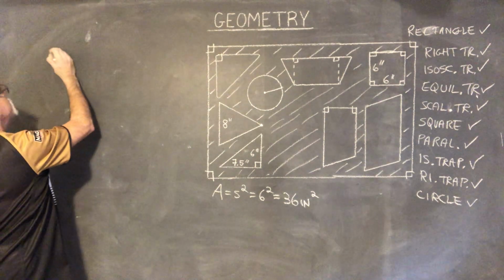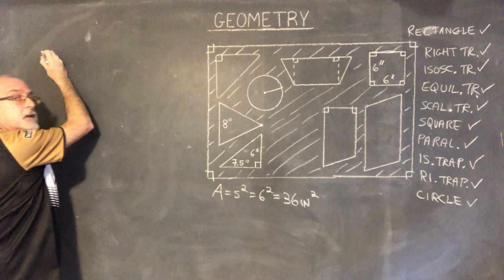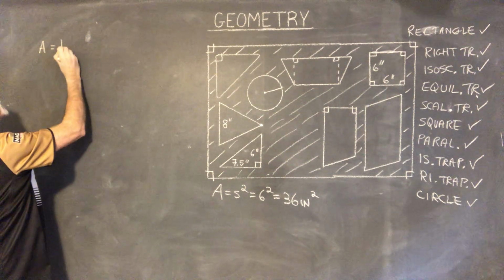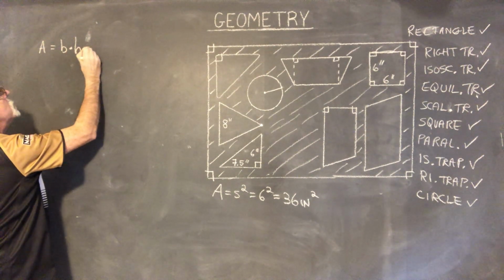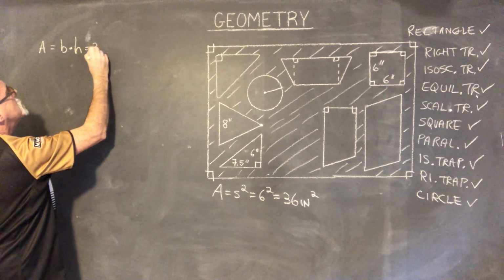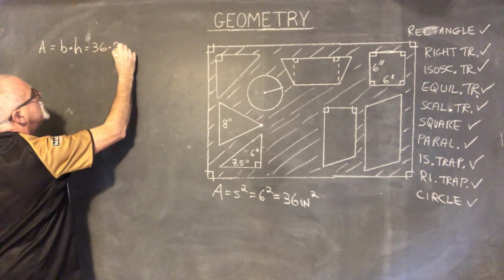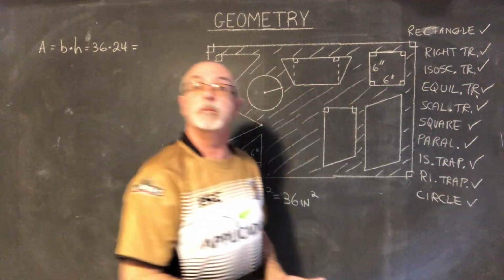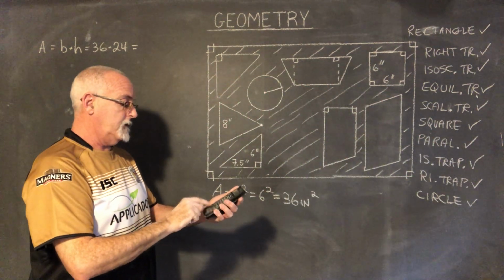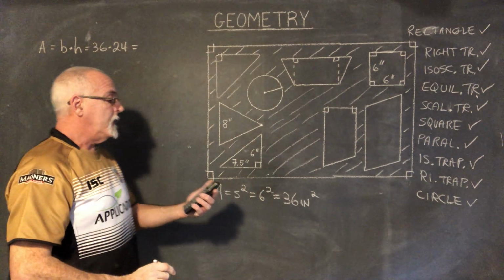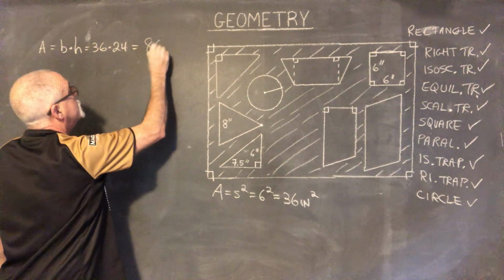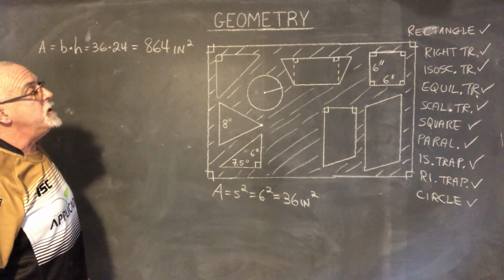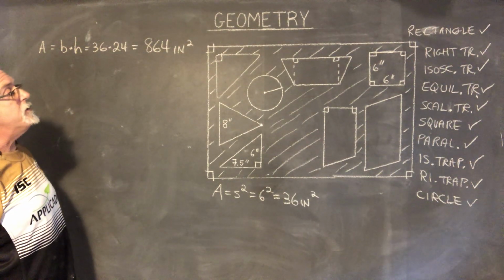How about over here? How far can I go? Doesn't matter if my head stays on the screen. Area of a rectangle is equal to base times height, which is equal to 36 times 24, which is equal to, I'll get my calculator, I am going to run out of time if I'm not careful. 36 times 24 equals 864 square inches. We have 2 of the 9 shapes that we have to find the areas of.